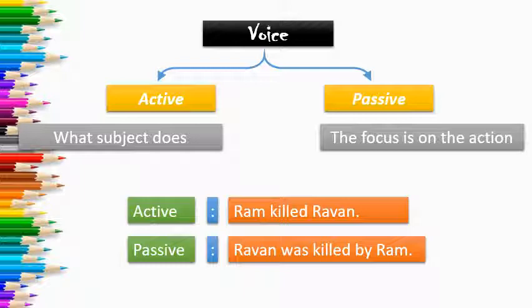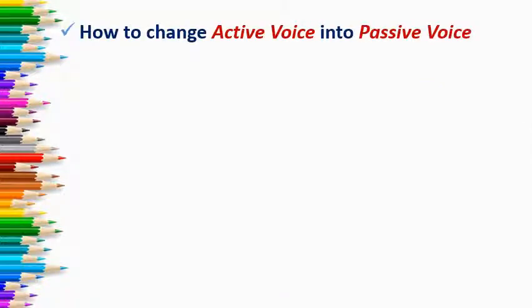So here, as you can see, the subject of the active voice becomes the object of the passive voice. The object of the active voice becomes the subject of the passive voice. So here Ravan is receiving an action. So this is the difference between active voice and passive voice. Now let's see how to change active into passive voice.